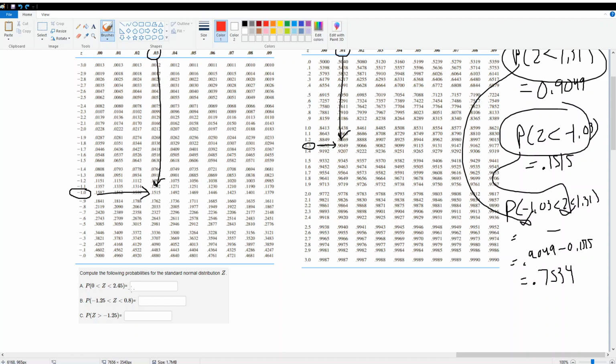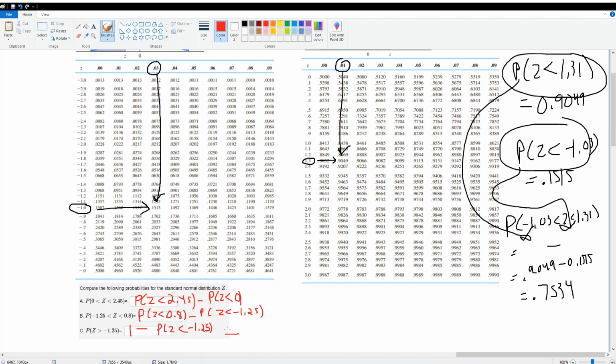All right. Our first one is equal to the probability of z being less than 2.45 minus the chances of z being less than 0. For our second one, this is equal to the chances of z being less than 0.8 minus the chances of z being less than negative 1.25. Our third one, complement law, is equal to 1 minus the chances of z being less than negative 1.25. If you messed one of those up, you can go ahead and try again to use the tables. But otherwise, let's go over these answers.